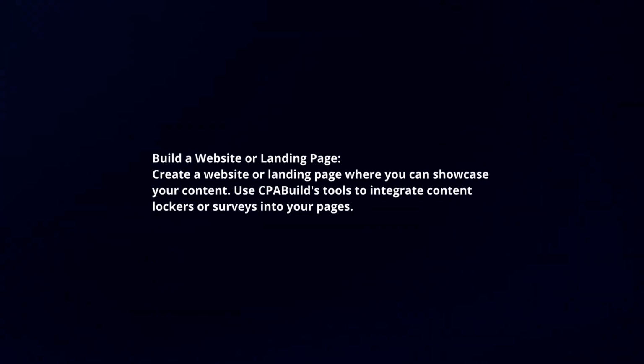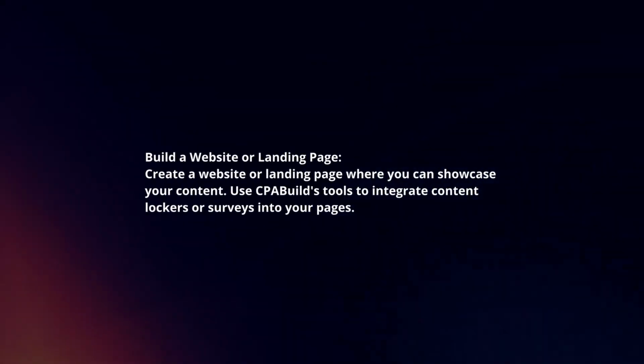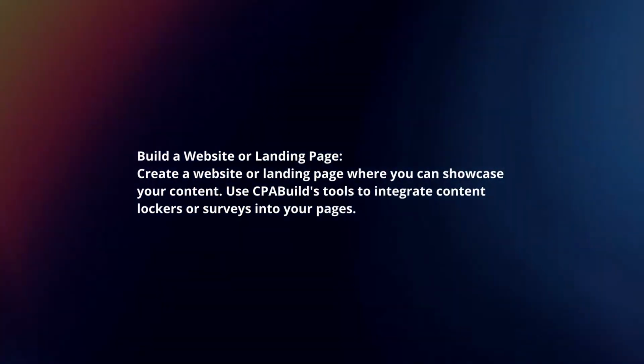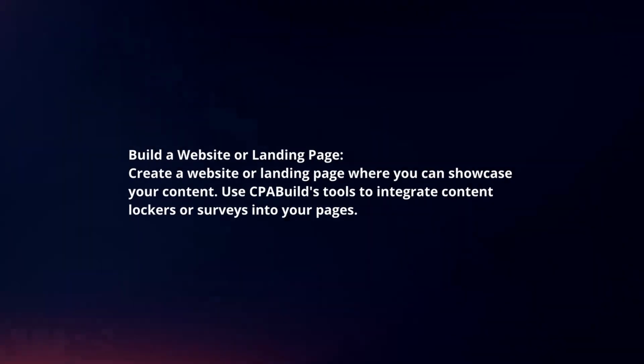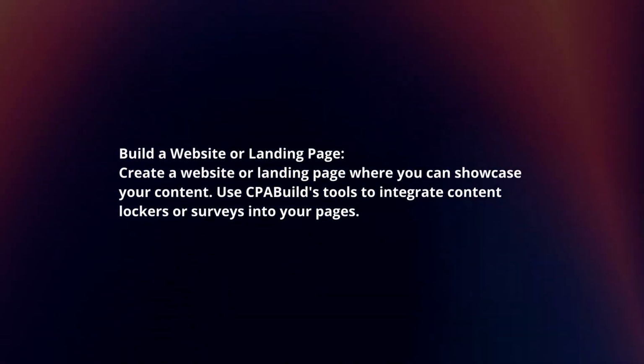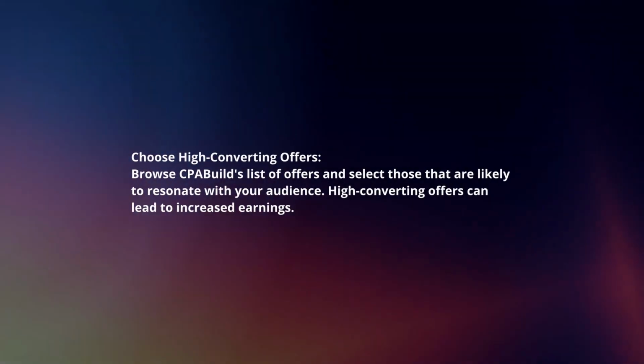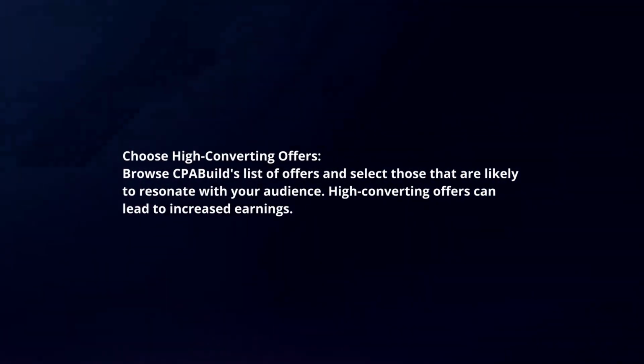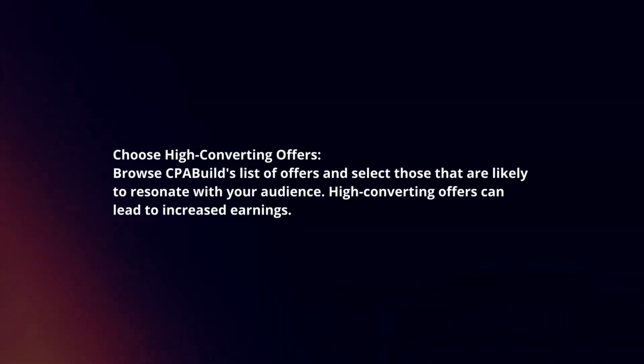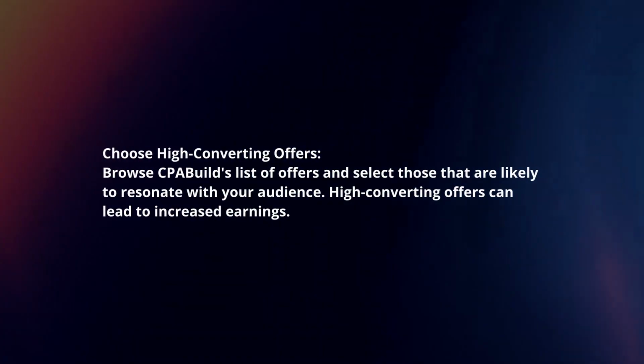Build a website or landing page. Create a website or landing page where you can showcase your content. Use CPABuild's tools to integrate content lockers or surveys into your pages. Choose high-converting offers. Browse CPABuild's list of offers and select those that are likely to resonate with your audience. High-converting offers can lead to increased earnings.